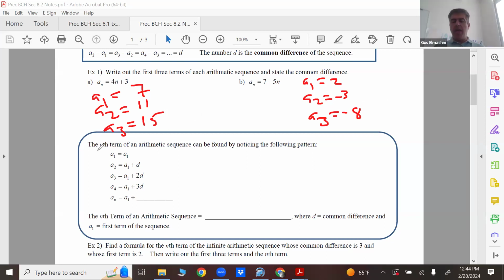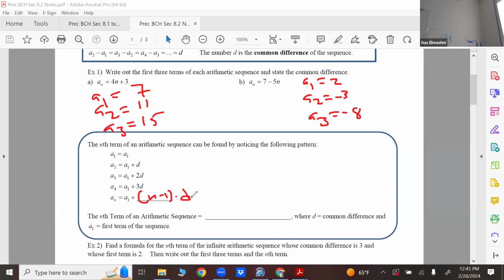So the nth term: A1 plus D, or A2 is A1 plus D, A3 is A1 plus 2D, then plus 3D, and so forth. So ultimately, what pattern do you notice here? AN equals A1 plus what? N minus 1. Yeah, because if you want to find, let's say, the 10th term, if you have the first term, how many more times do I need to apply the common difference to get from the first term to the 10th term? 9 times, right? Well, what about the 100th term? I have to apply the common difference 99 times. That's why it's N minus 1.